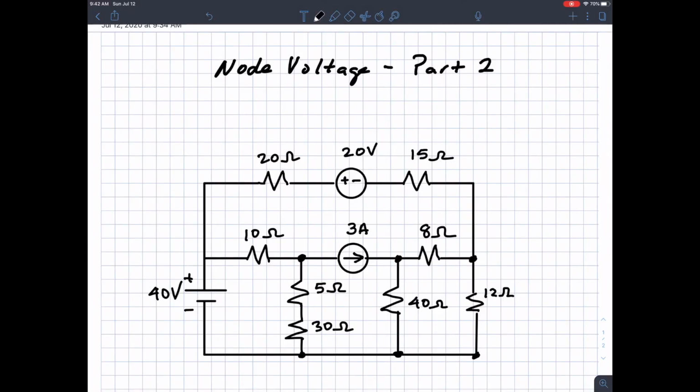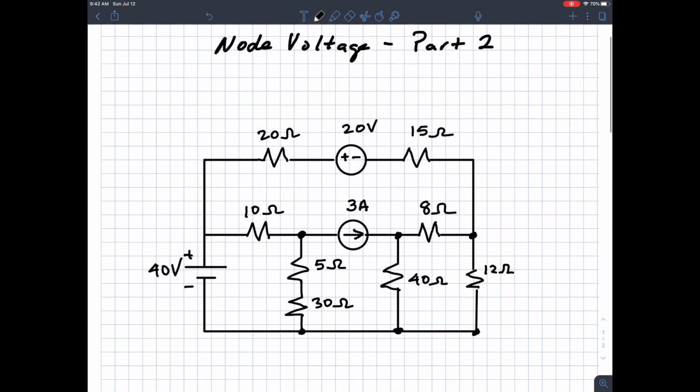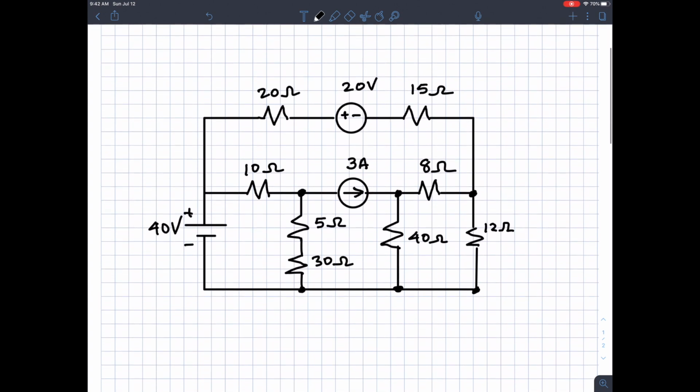Okay, in this video we're talking about writing node voltage equations in a little more detail. There are some things you have to recognize when you see a circuit to be able to apply node voltage to that circuit. Here's the circuit we're going to look at. It's reasonably big so that we can get in several different cases that I want you to be able to handle.